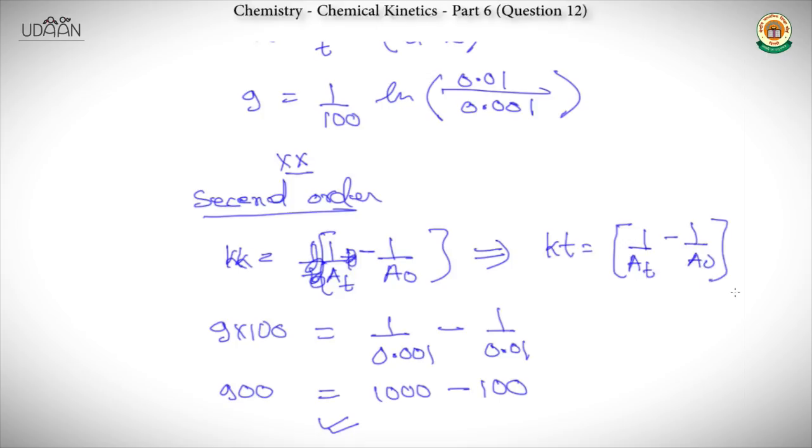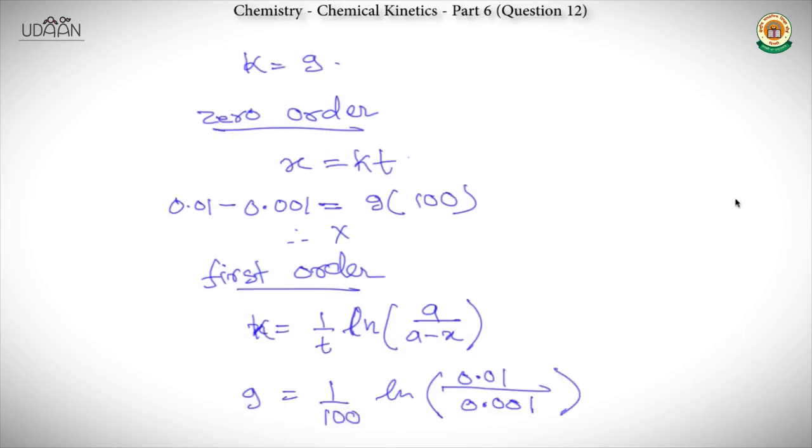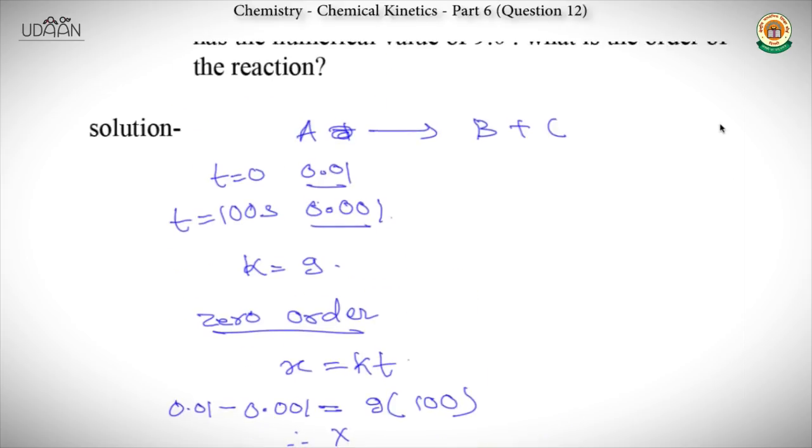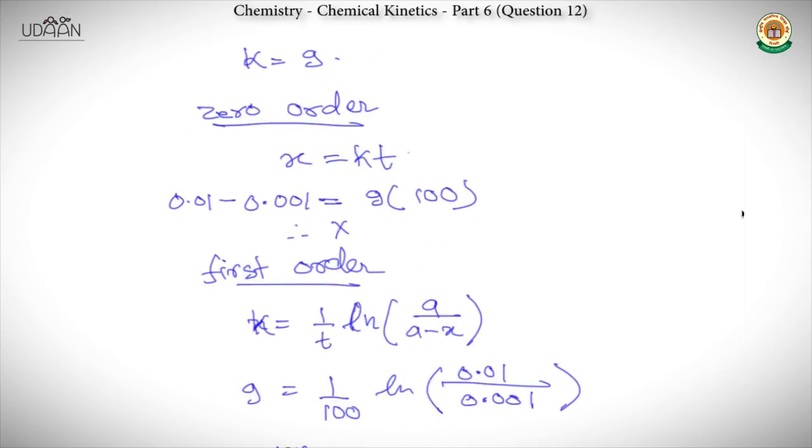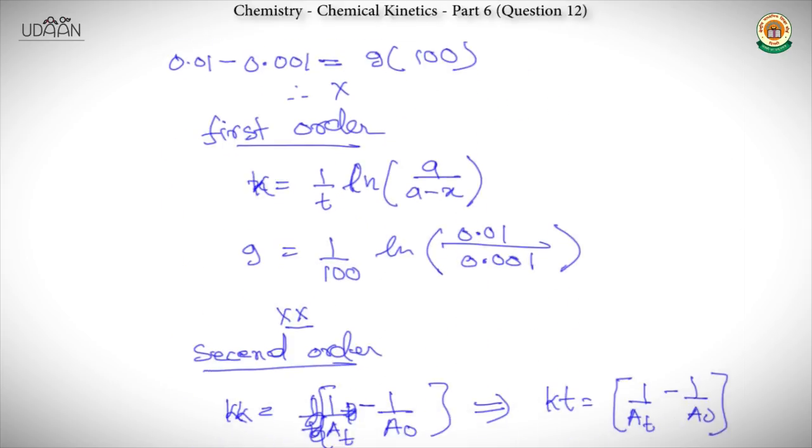Okay, thanks. So in this question, in order to find the order, we first assumed that the order was 0, but the equation was not satisfying. Then we assumed that it was a first order reaction, but it was not so. And the integrated rate law for second order was satisfying with the given data. So it was a second order reaction.